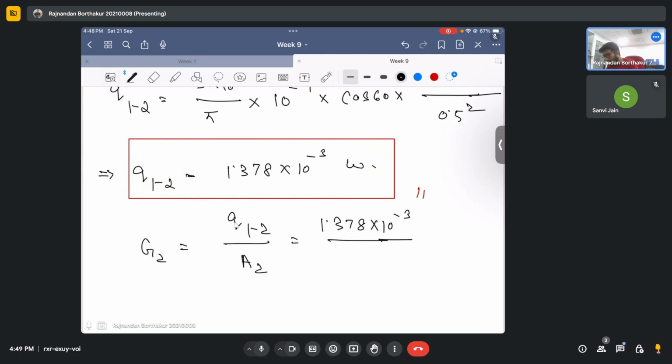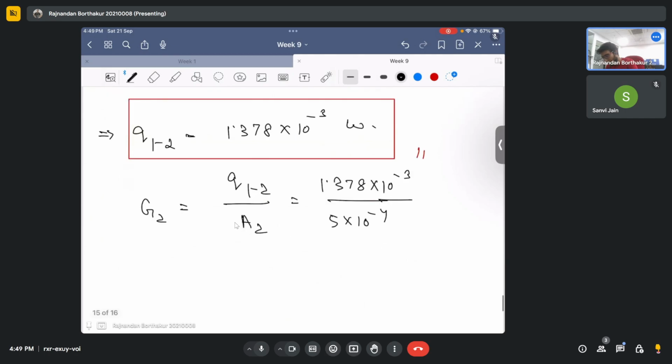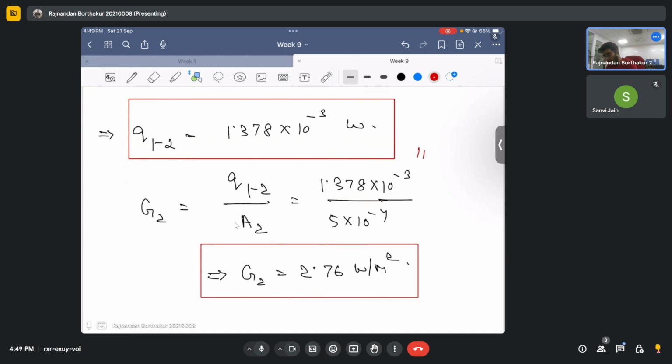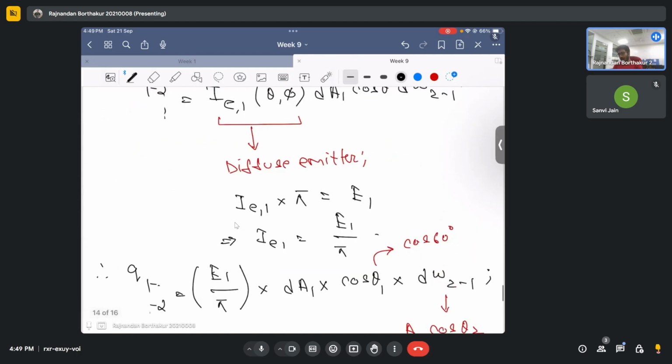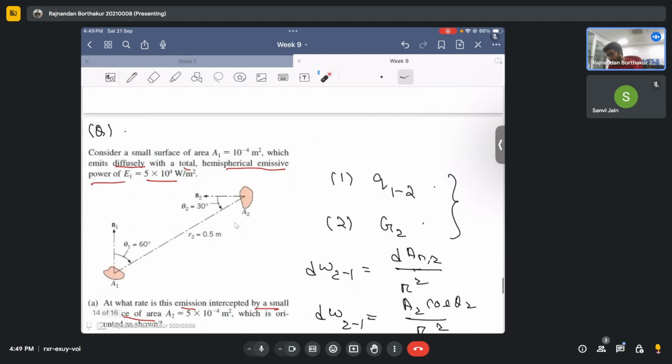And you know what A2 is? A2 is nothing but 5 times 10 to the power minus 4 meters squared. And your irradiation would be equal to 2.76 watt per meter squared. That's it, guys. So this is the amount of irradiation that is falling on surface 2, of course coming from surface 1, based on the fact that surface 2 and surface 1 are oriented in this manner. Okay, so is this clear?